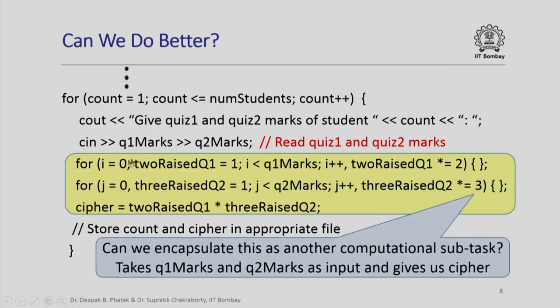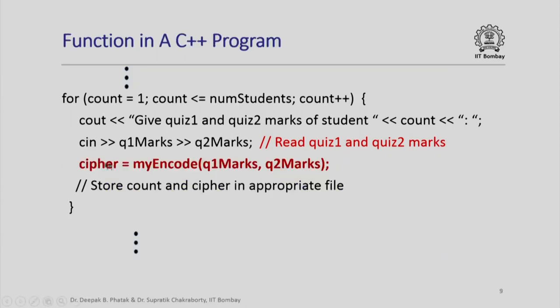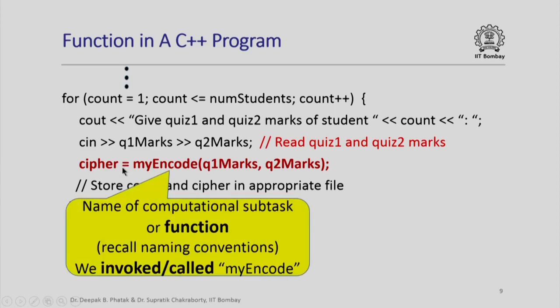So can we encapsulate this task that we have here for computing a cipher as another computational subtask which would take quiz 1 marks and quiz 2 marks as input, compute the cipher and return it back to us? Well, it turns out that in C++ we can do this. We can do it in the following way. We could say myencode as a function which is fed q1 marks and q2 marks as inputs. It returns a value which I can then store in the variable called cipher. So note here, myencode is the name of the computational subtask I have just formed.